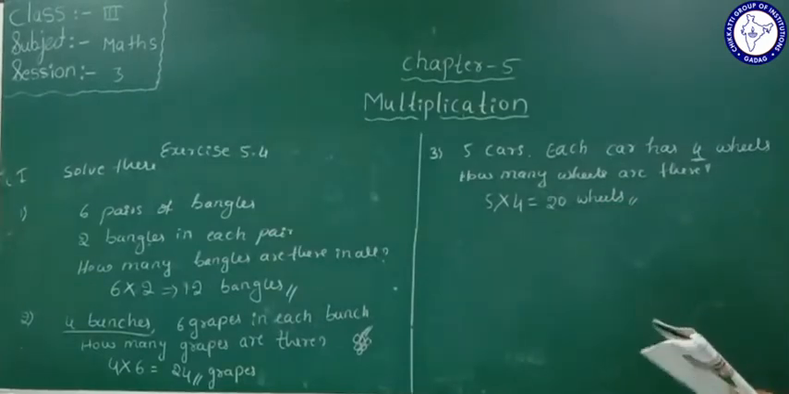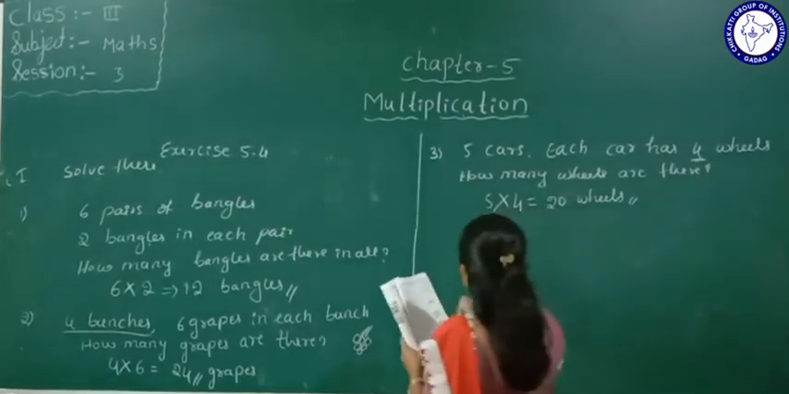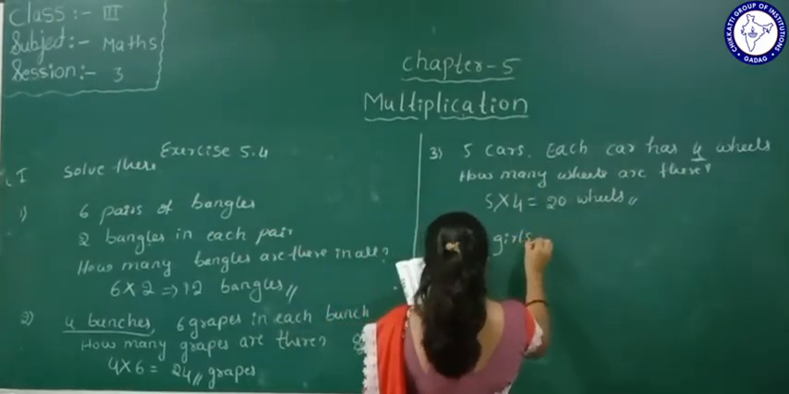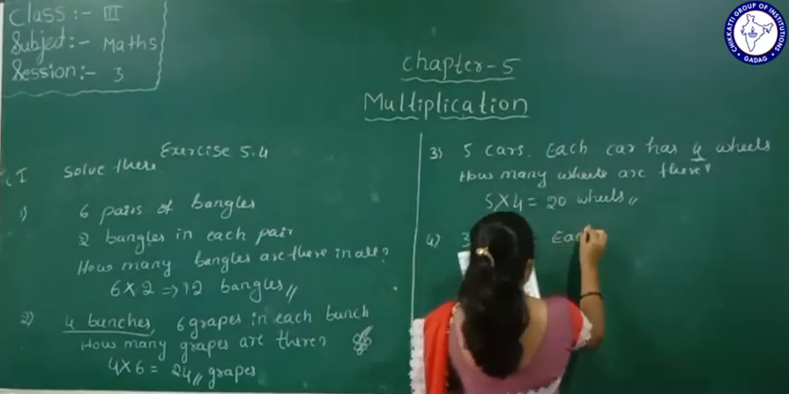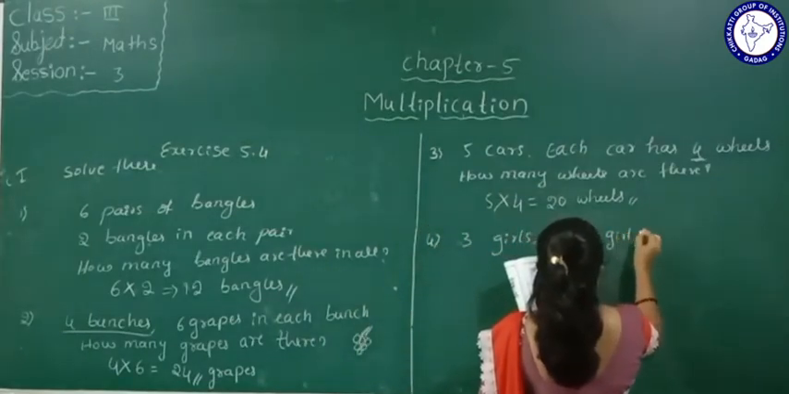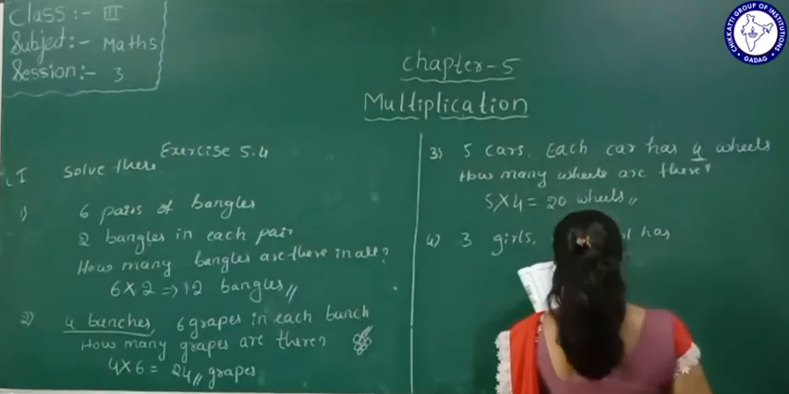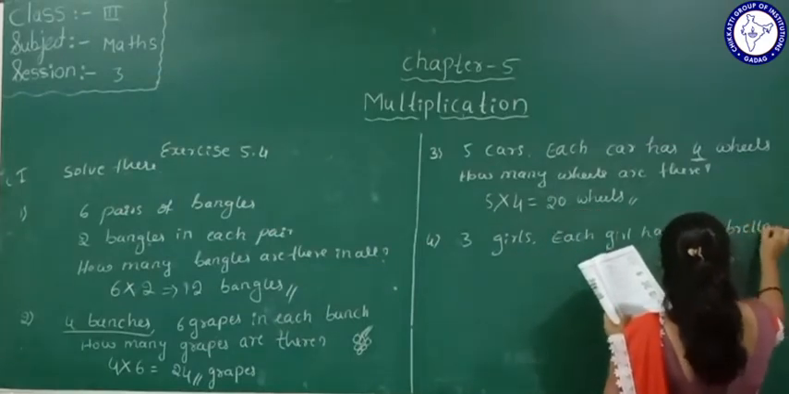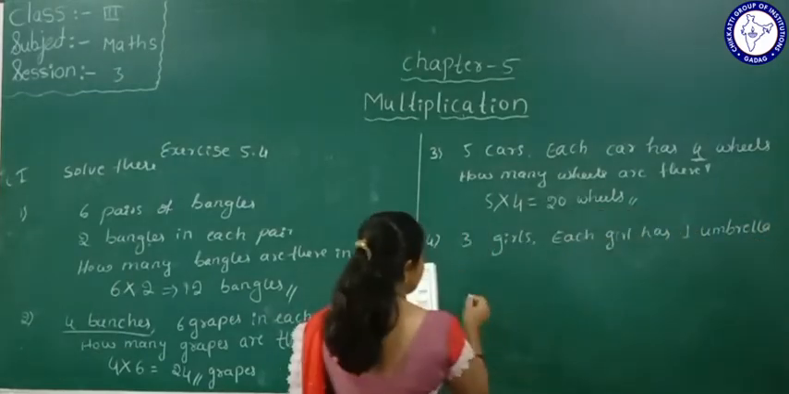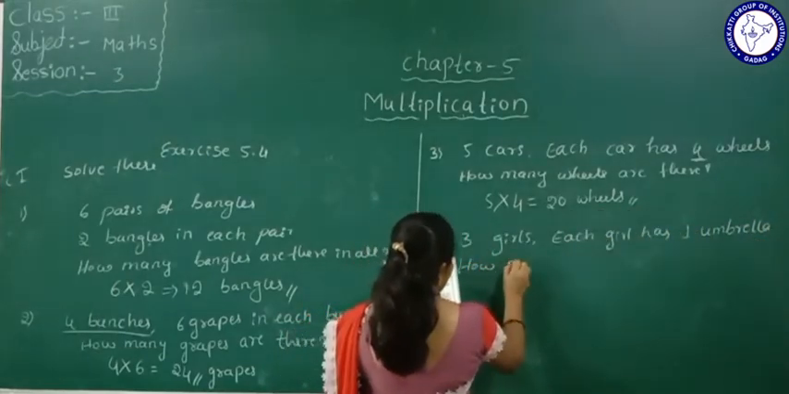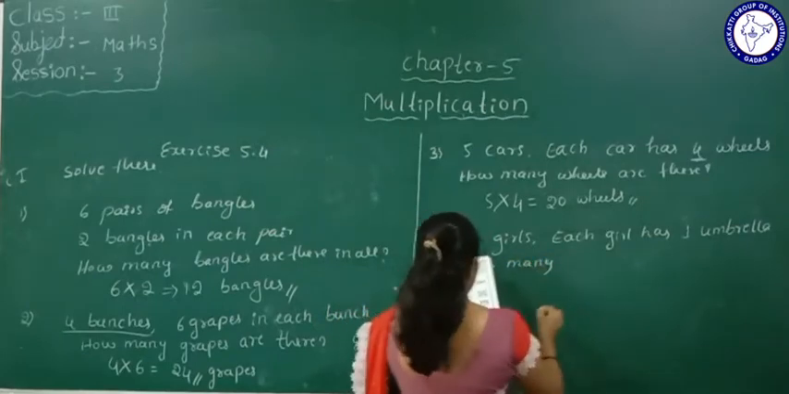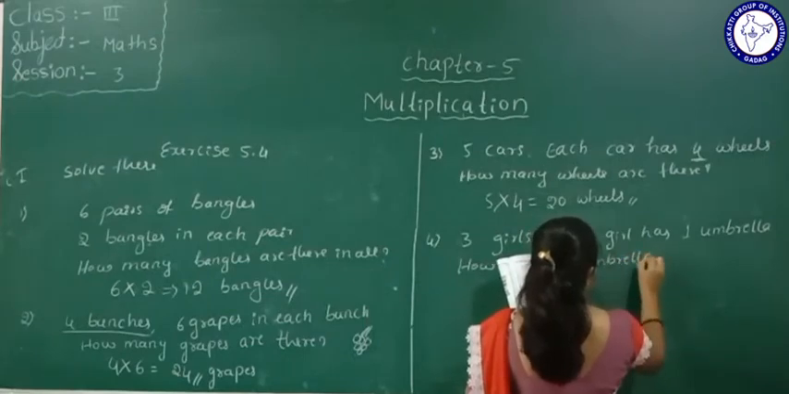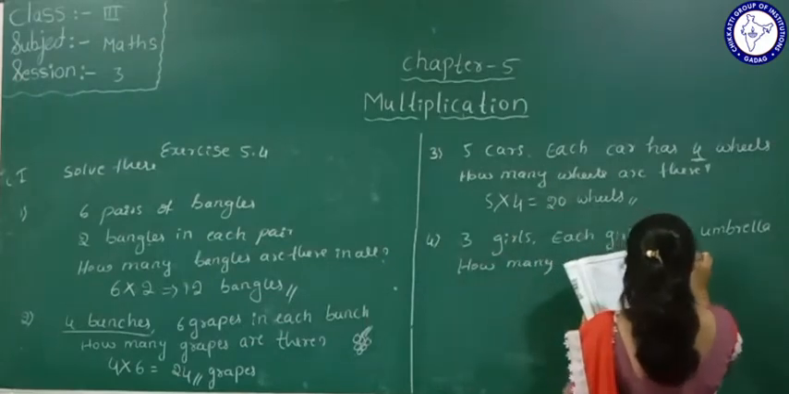Okay, next one they have given here. The fourth one we'll see here. 3 girls. Each girl has one umbrella. How many umbrellas are there?